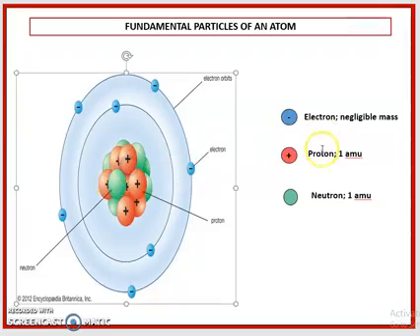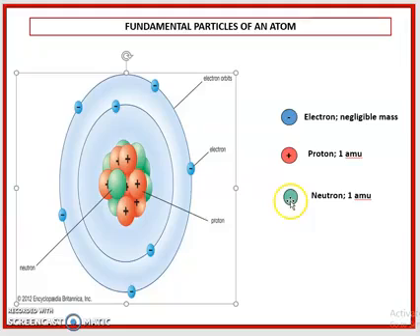Then the protons, if you look at the protons are represented with this red positively charged icon. So protons are positively charged and each proton has the mass of 1. That means if an atom has 2 protons, that 2 protons have the mass of 2.